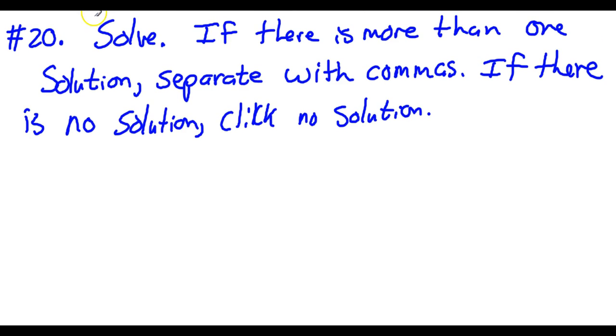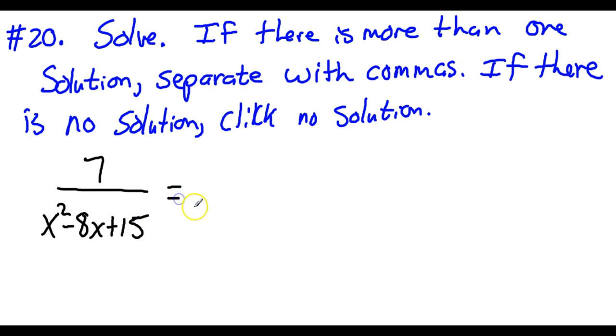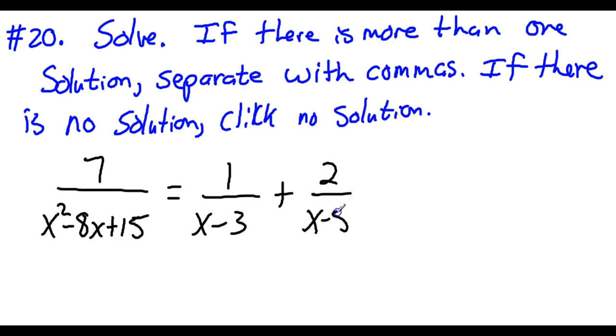Let's go with 7 over x squared minus 8x plus 15 equals 1 over x minus 3 plus 2 over x minus 5.